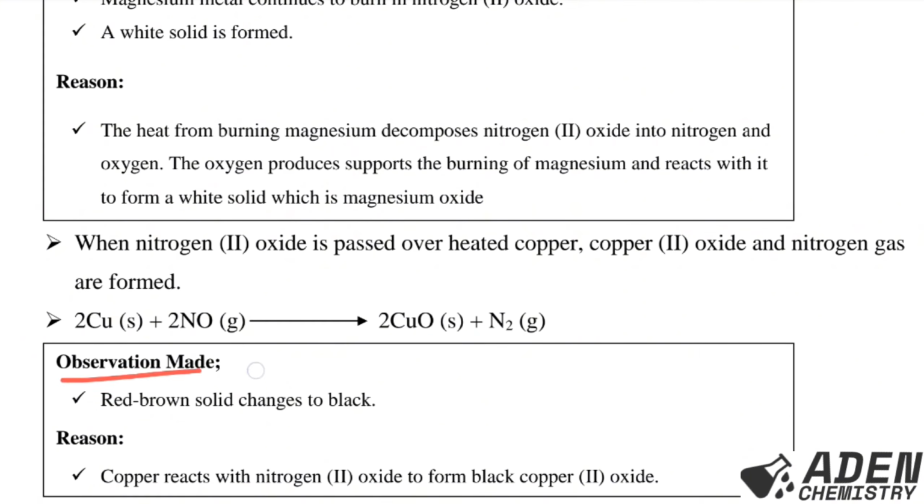Let's see the observations made. The first observation that we have is that red-brown solid changes to black. The second observation is that a colorless gas is produced. The reason is that copper reacts with the nitrogen(II) oxide to form black copper(II) oxide and nitrogen gas, which is the colorless gas.